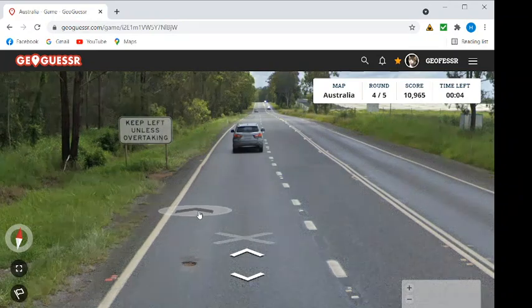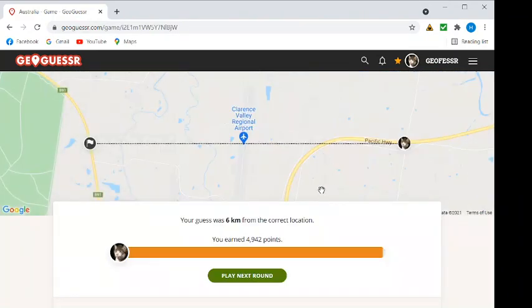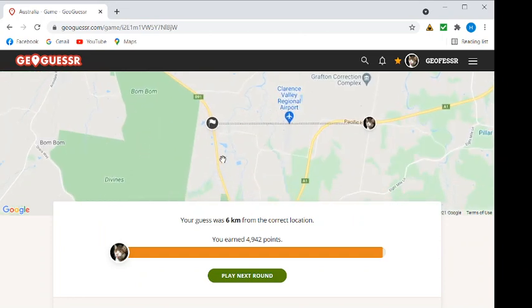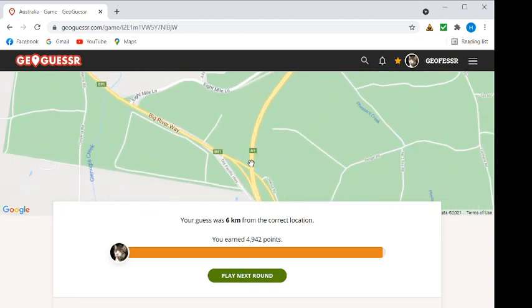Yep, keep left and less overtaking. So again, left-hand drive country. So we were over on this road, okay, which maybe that makes sense, right? We walked down to the end of it and saw the signs.